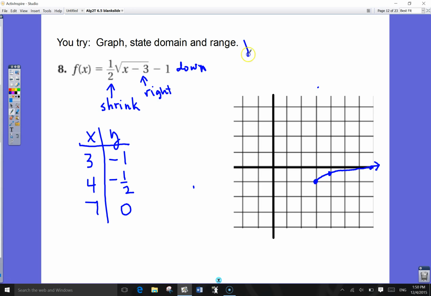Domain and range. Is it coming to you? Should be coming to you more easily. Looks like the domain is x is greater than or equal to 3. And it does have to be or equal. It's going to be a mistake if you just say x is greater than 3, right? That point, 3, negative 1, is the start of this graph. It's not an asymptote like it was in exponentials and logs, right? This is negative 1, so this is y greater than or equal to negative 1.